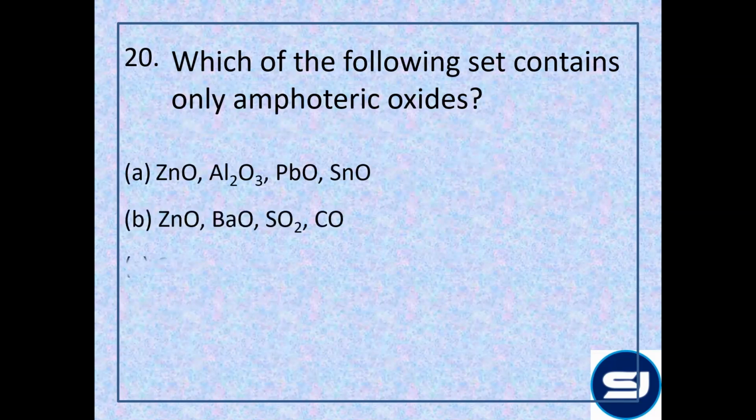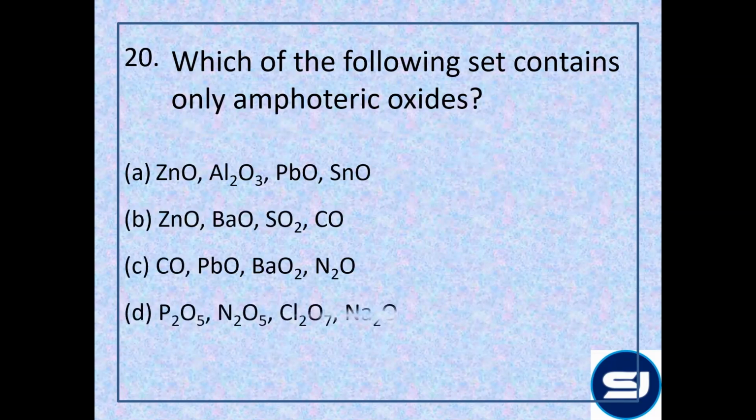Which of the following set contains only amphoteric oxides? Should be simple. It is A: zinc, aluminium, lead and tin. Zinc, aluminium, lead and tin are amphoteric oxides.